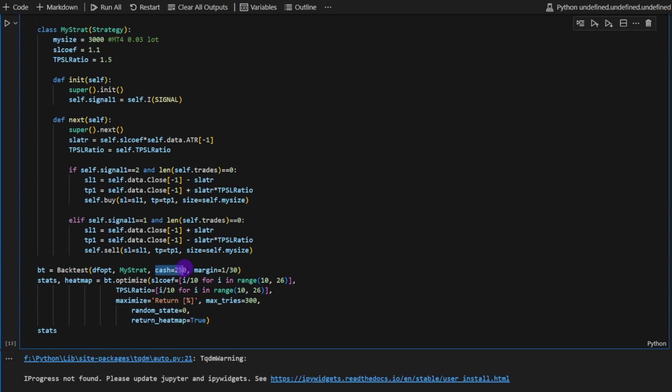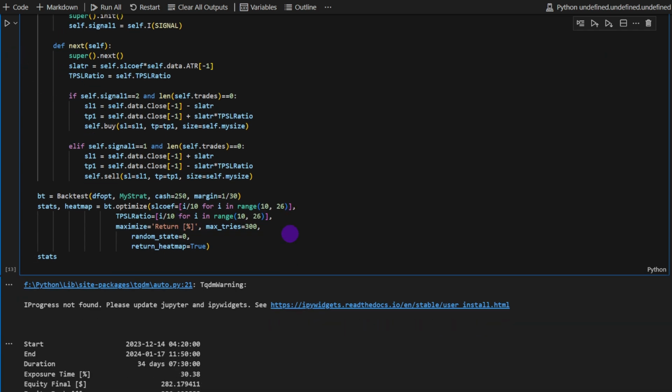How much cash do I have? So 250, and the margin, which is the leverage, so 1 to 30. And then we optimize this. I'm optimizing only the take profit stop loss ratio and the stop loss coefficient, so the distances of stop loss and take profits. And we can run this.